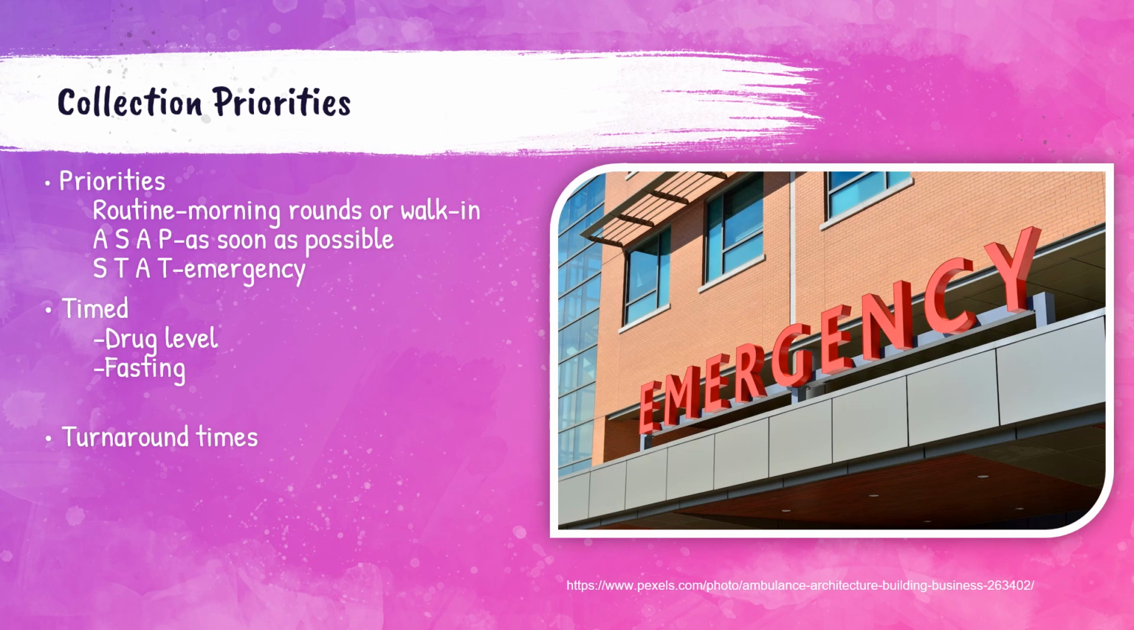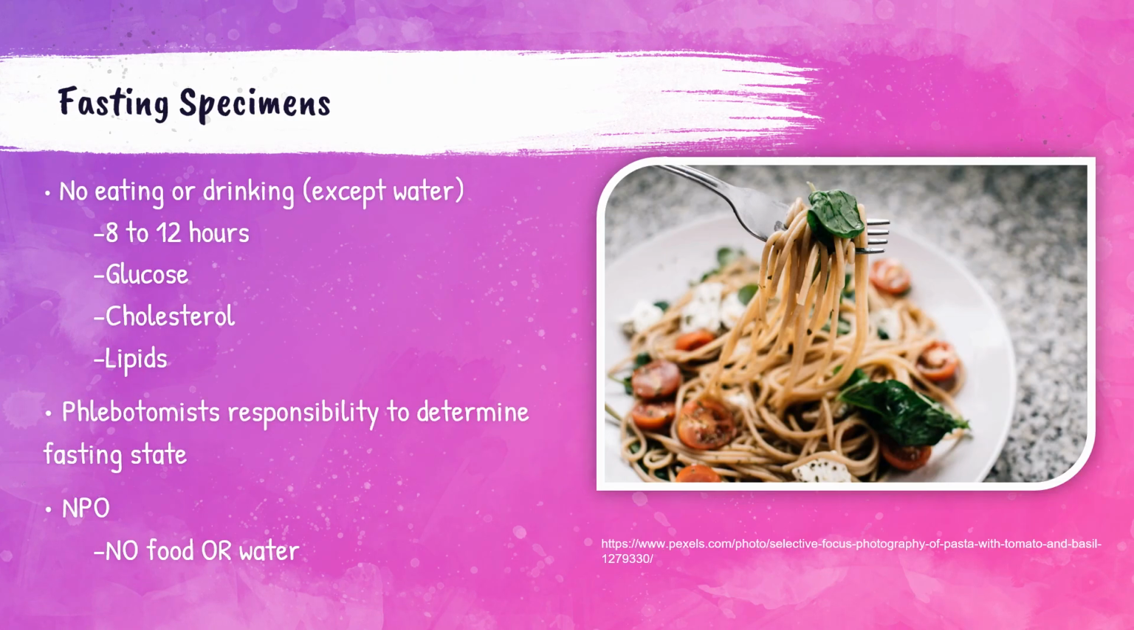Now, the turnaround time, or TAT, means how long it takes to complete the collection once ordered for a phlebotomist, or how long it takes to complete testing once a lab technician receives the sample. The lab must complete stat tests within 1 hour of receiving the sample, and ASAP tests generally require a 2-hour turnaround time.